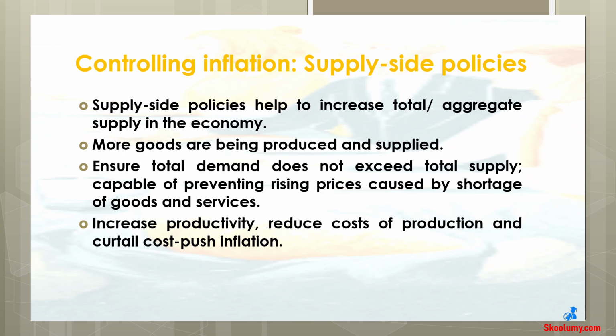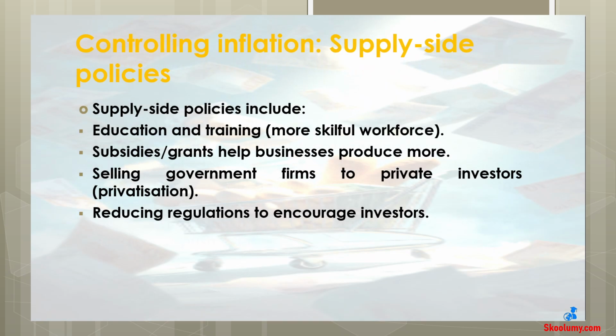Productivity increases, costs of production decrease and cost push inflation is curtailed. Supply-side policies include the following. Education and training make the workforce more skillful. Subsidies or grants help businesses produce more goods.